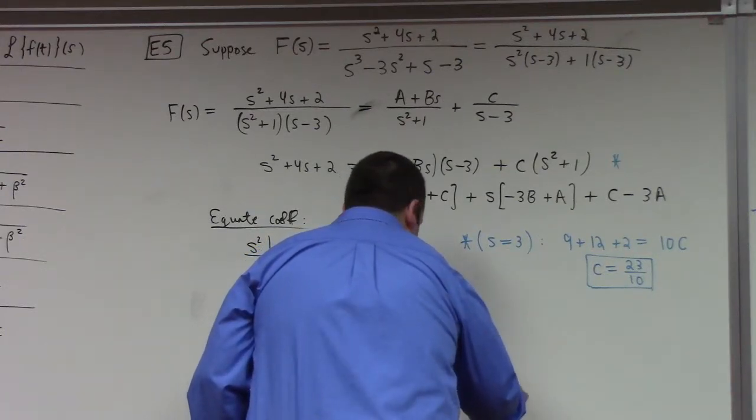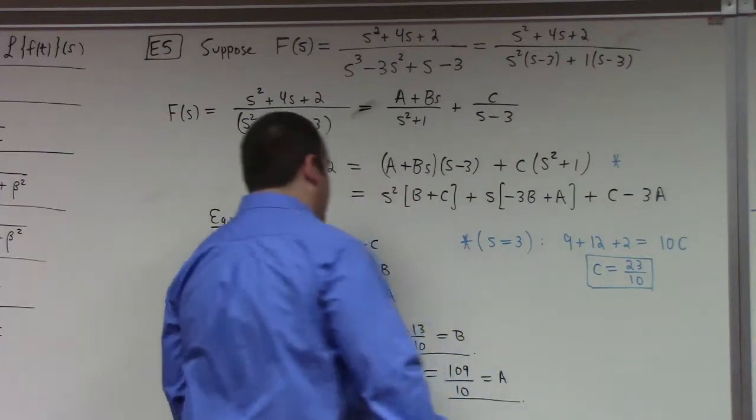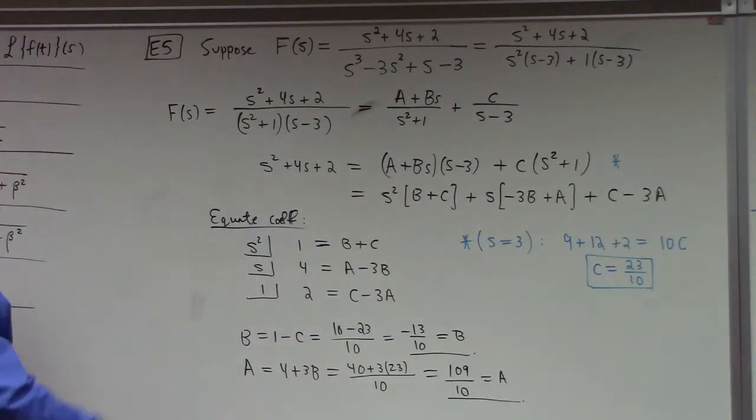Don't be afraid to check your work here. All you've got to do is put s squared plus 4s plus 2 divided by that stuff, and the words partial fractions into Wolfram Alpha, and it'll spit out what the answer should be, right?